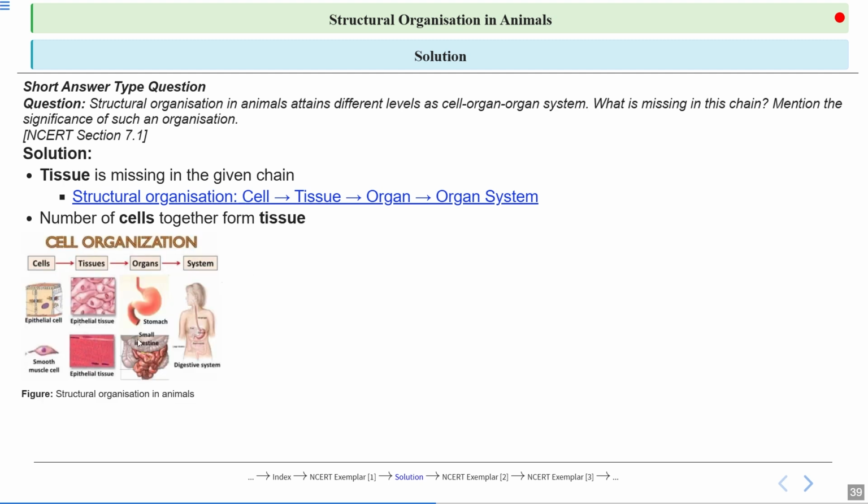So here you can see with the help of the diagram as well, an epithelial cell is there, right? And smooth muscle cells, two examples are there. Many epithelial cells unite together to form epithelial tissue. Similarly, many smooth muscle cells unite together to form smooth muscle tissue, right? And organs they form. The epithelial tissue is a part of the organ, that is the stomach, and also the small intestine. And when we see the system level of organization, you can see here the stomach and the small intestine are part of the digestive system, right?